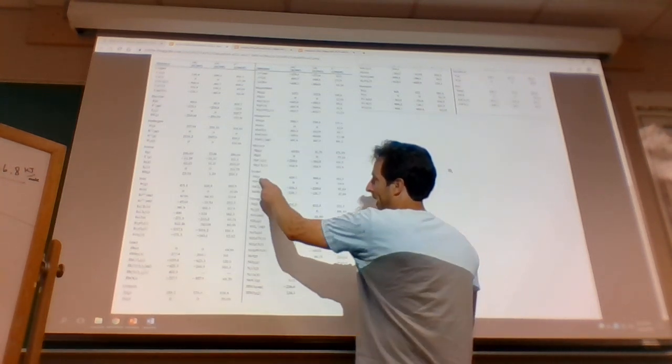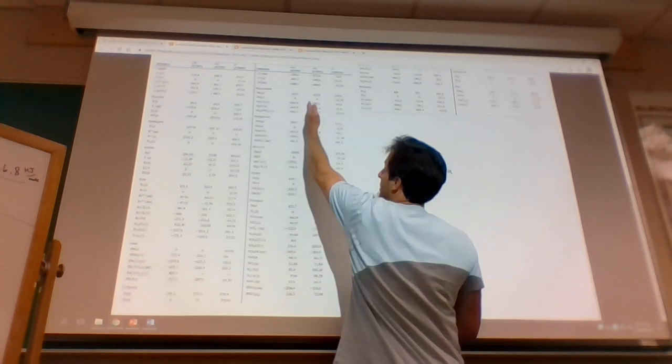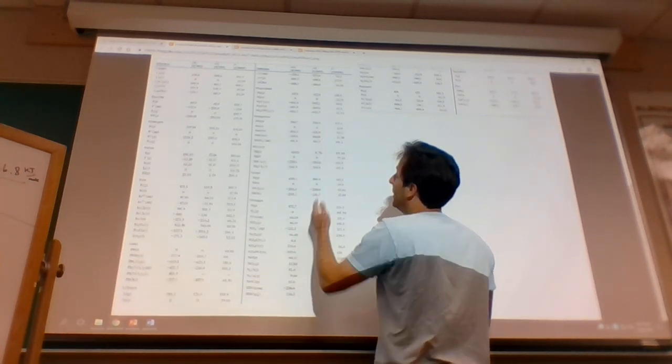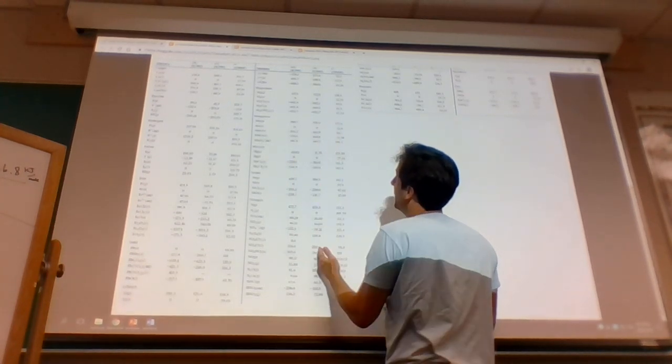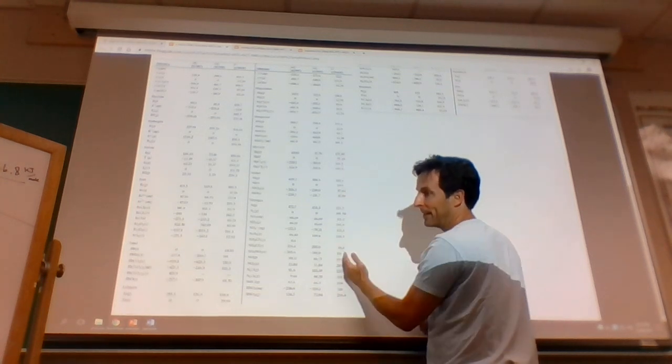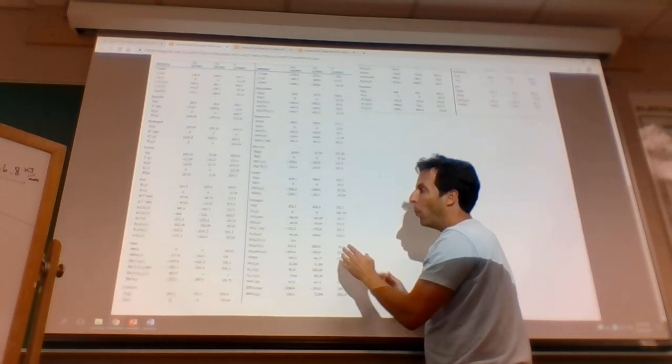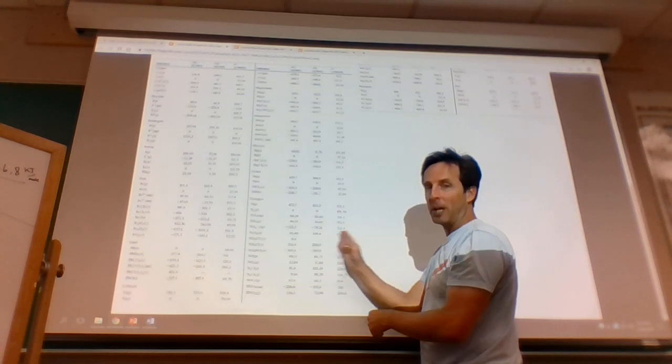And then it gives you the name of the compound, and then the first column of data is delta H, the second column is delta G, and the third column is S, which is entropy, okay? We're not really worried about the second and third columns right now.